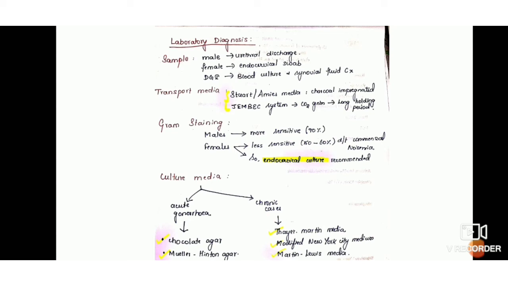And gram staining, in males the gram stain is more sensitive, that is 90%, but in females it is less sensitive, that is 50 to 60%, due to the commensal Neisseria which is present in the cervix. So in females, endocervical culture is recommended for diagnosis. For culture media, in case of acute gonorrhoea we use chocolate agar or Mueller-Hinton agar, and in case of chronic cases we use Thayer-Martin media, or modified New York City medium and Martin-Lewis medium.